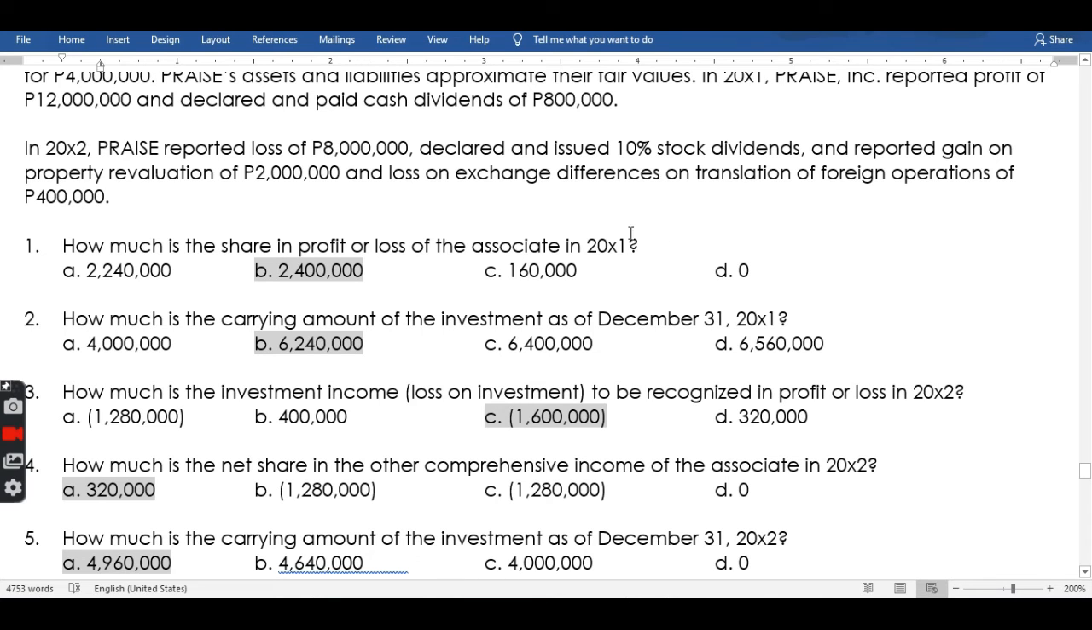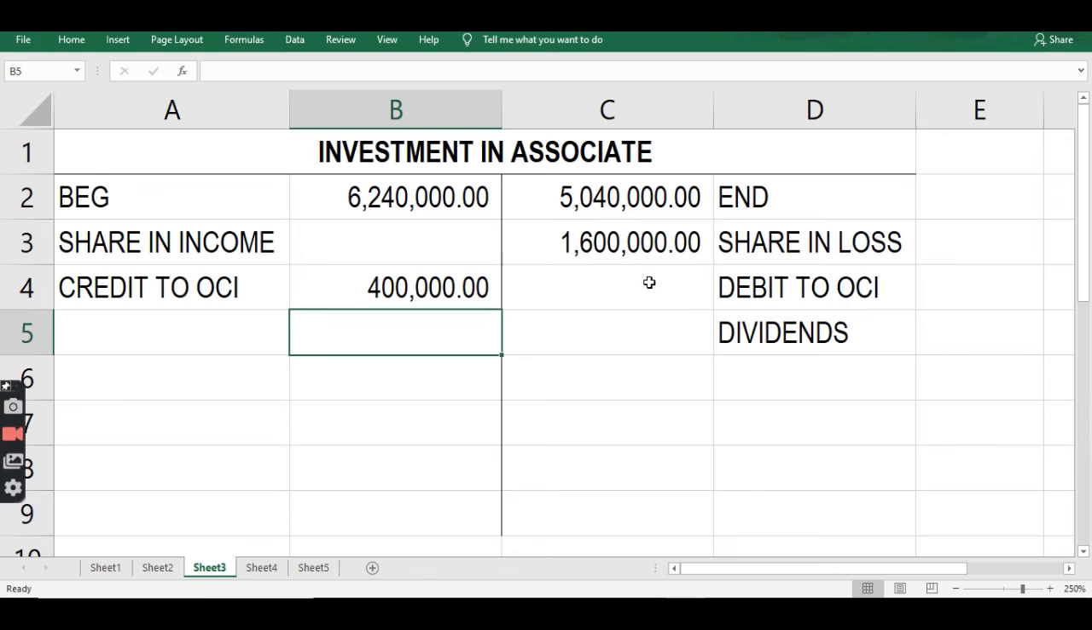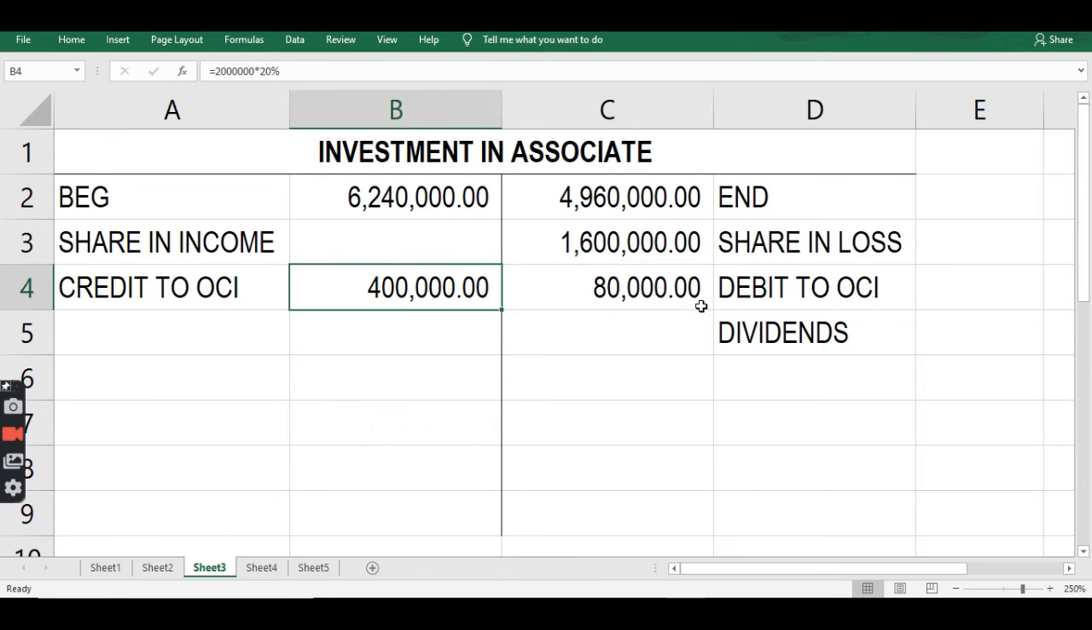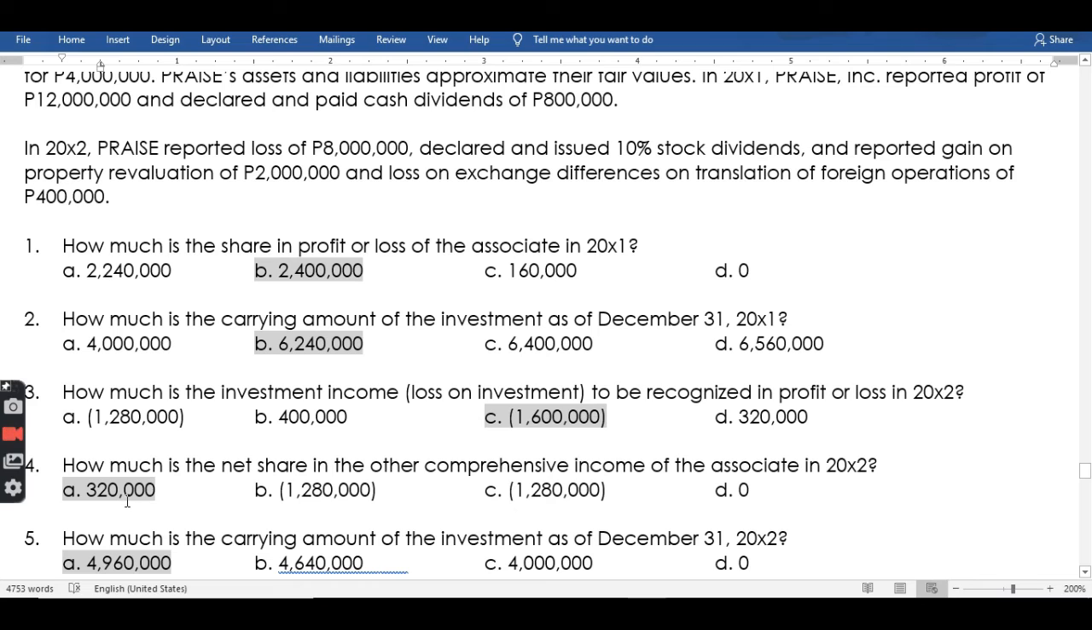Pagkatapos, may 400,000 naman na loss in foreign exchange differences. So, dito naman yon. So, that's going to be 400,000 times 20% ulit. So net, pag ni-net natin to, that's going to be 320. So yun yung sagot natin, letter A. Okay. Net share in other comprehensive income. So kapag nilagyan mo kasi ng parenthesis, ibig sabihin that's going to be a loss. Okay, so net natin is 320. So that's going to be letter A.